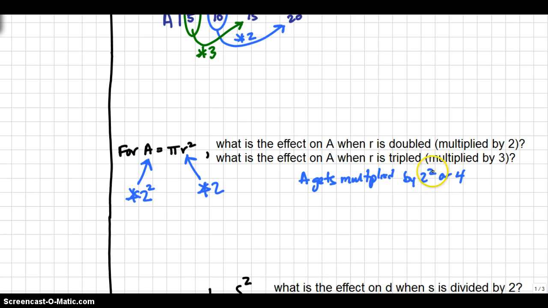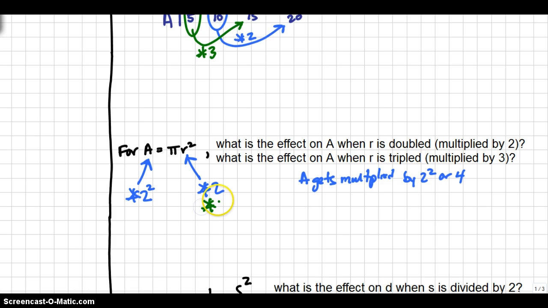I think I prefer 2 squared because it shows me that you know that the 2 has to be there, but that 2 gets raised to the power that's indicated on the r value. Notice that the pi here is uninvolved in what we're doing, and it just sits there. All we're worrying about is the two variables and how they relate to each other. Let's try it again now. What is the effect on the same equation when r is tripled?